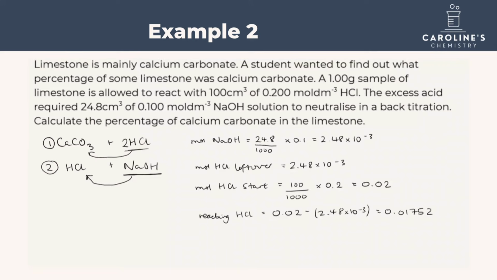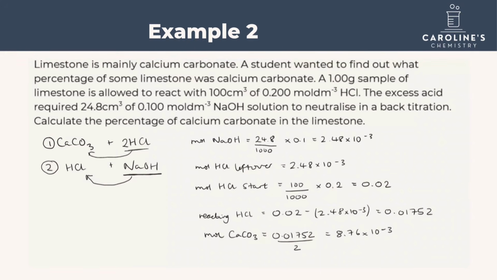To work out now the moles of the calcium carbonate, it's a 2:1 ratio. So I'm going to take my moles of the hydrochloric acid that reacted and divide it by 2. So 0.01752 over 2 gives us 8.76 times 10 to the minus 3. We're nearly there at this point. This is the moles of the calcium carbonate.